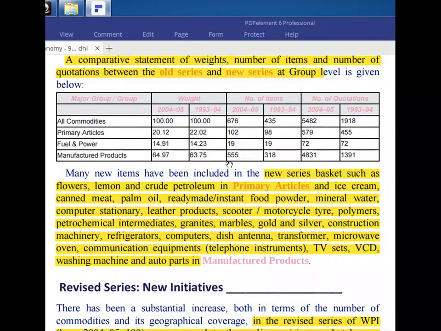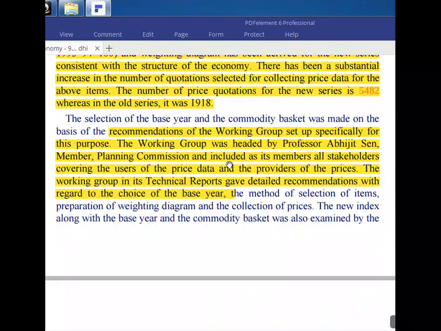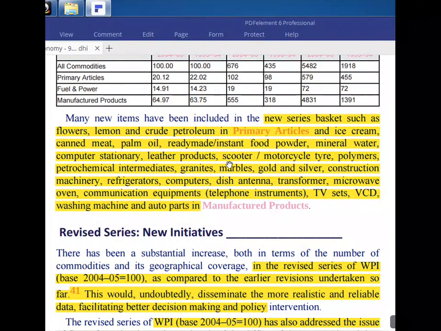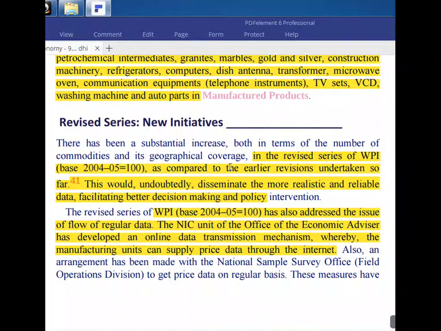Many new items have been included in the new series basket, such as flowers, lemon and crude petroleum in primary articles, and ice creams. Here you can see food, gold, etc., and telephone, TV, and auto parts are also among the manufactured products. Revised series, a new initiative: there has been a substantial increase, to around 500 items.